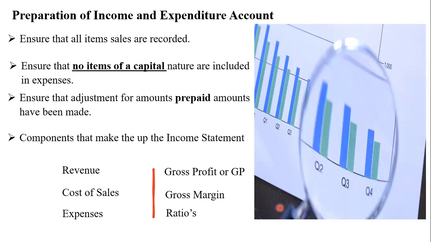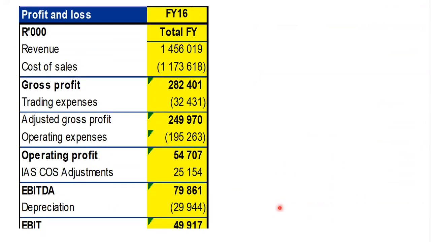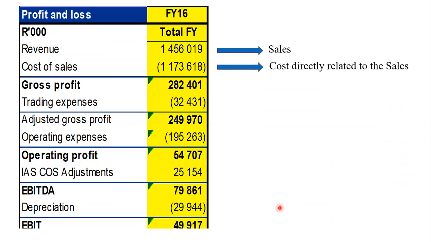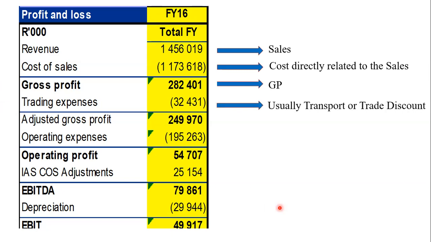These are the components that make up the income statement, which we looked at briefly last week. We'll have a closer look at them today. And here's a corporate company's income statement, just to give you an idea of the structure. Sales is always on the top, and that's your top line. Then it's followed by the cost of sales. This is the costs relating to the revenue generated. Then you get a GP line.